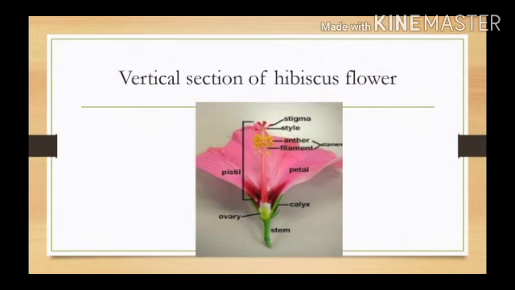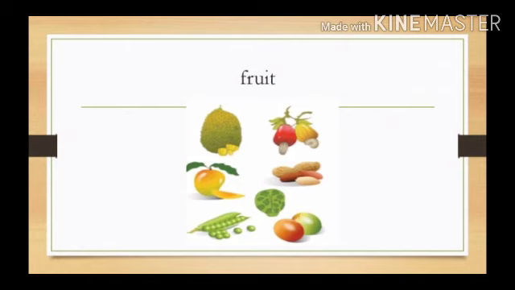After maturity, anthers burst and the pollen grains which are released fall on the stigma. This process is called pollination. Due to pollination, ovules, egg cells in the ovary get fertilized. Fertilized ovules form the seeds and the ovary develops into a fruit. Next, we learn about the fruits.